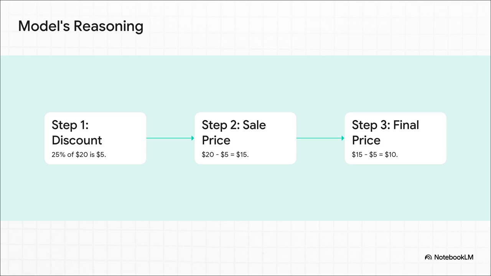And this is what that thinking process looks like when it's all laid out. See? It calculates the discount, then it gets the sale price, then it applies the coupon. By breaking the problem down like this, it doesn't just get the right answer. It shows you a clear, transparent, and trustworthy path for how it got there. You can actually see its logic.